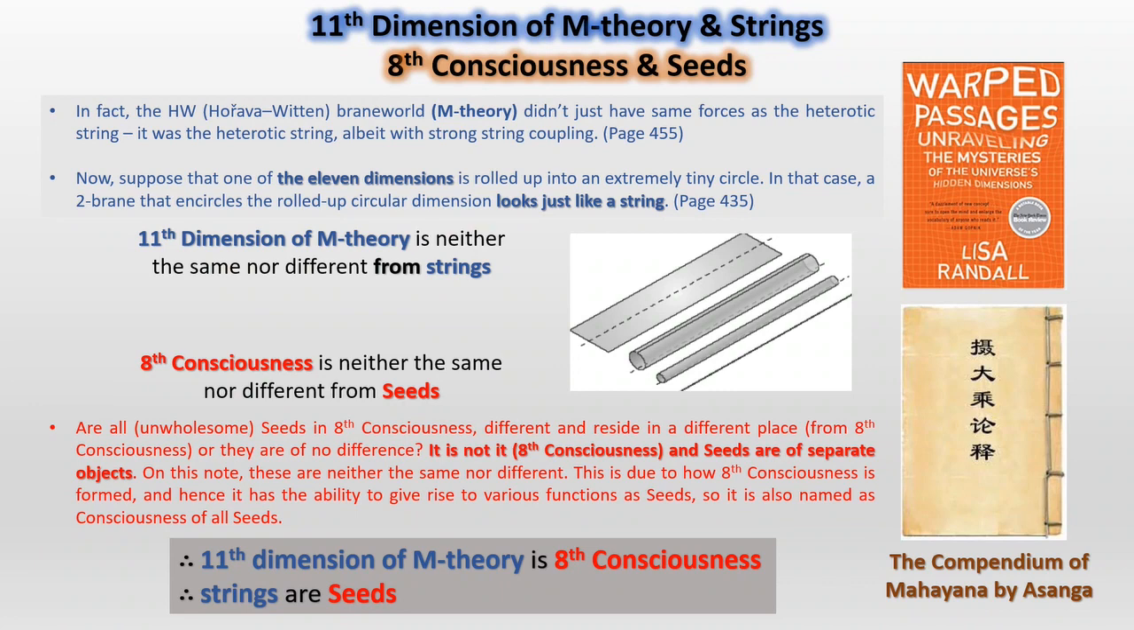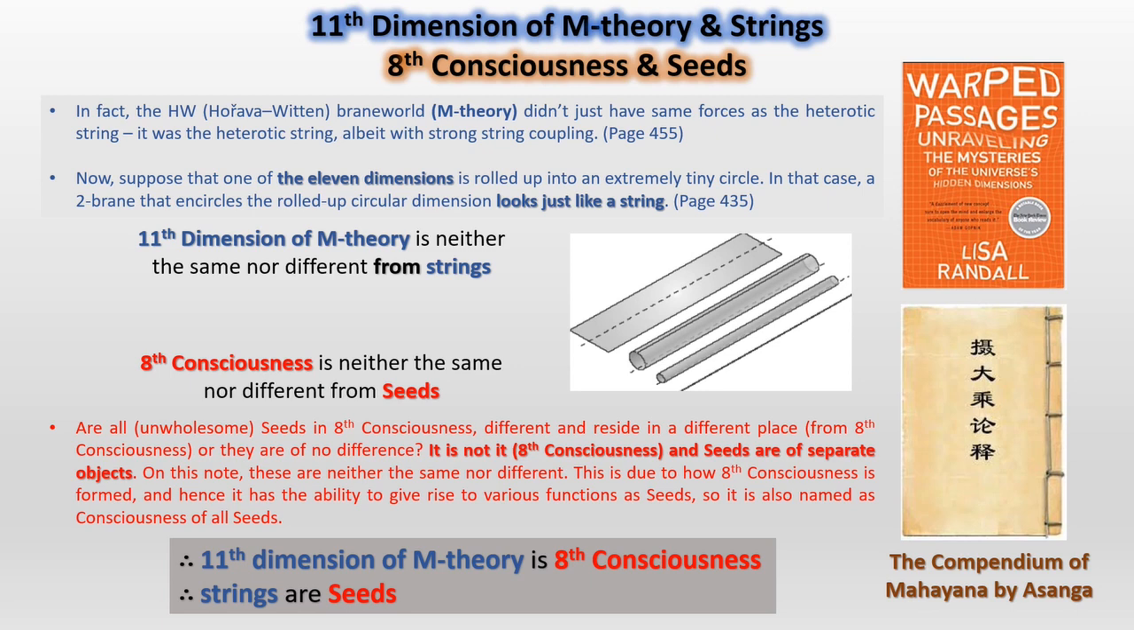Now let us look at the relationship between the 11th dimension of M-theory and strings, and also the relationship between the 8th consciousness and seeds. Suppose that one of the 11 dimensions is rolled up into an extremely tiny circle. In that case, a 2-brane that encircles the rolled up circular dimension looks just like a string. Using Buddhist terminology, the 11th dimension and string are neither the same nor different.